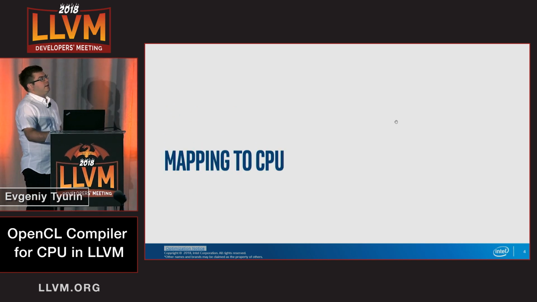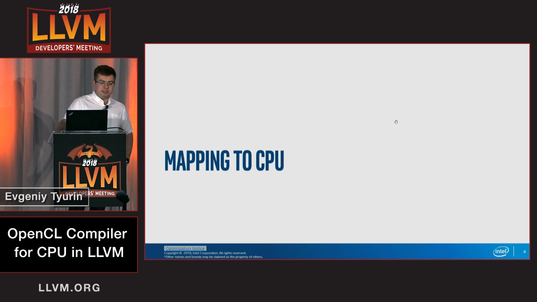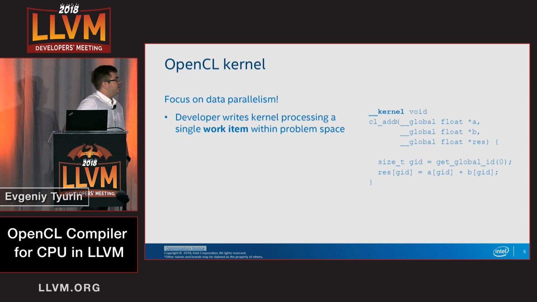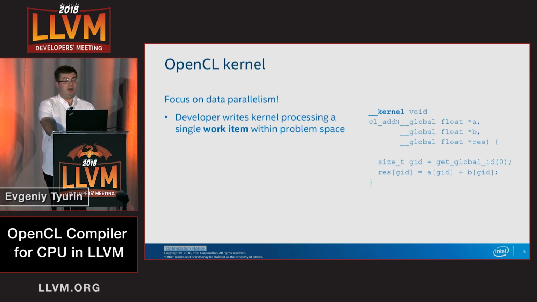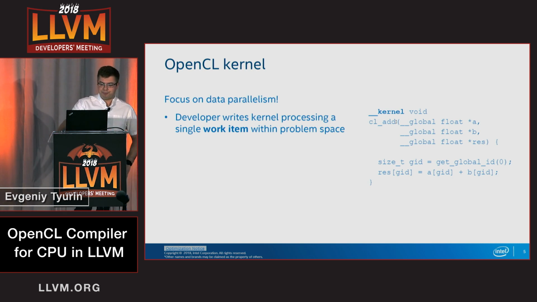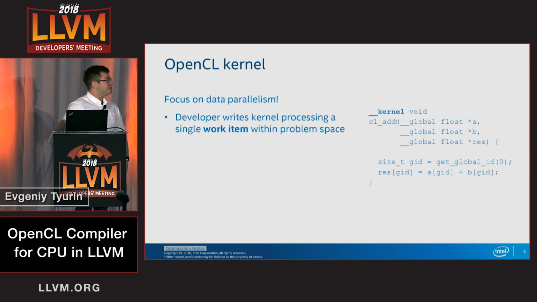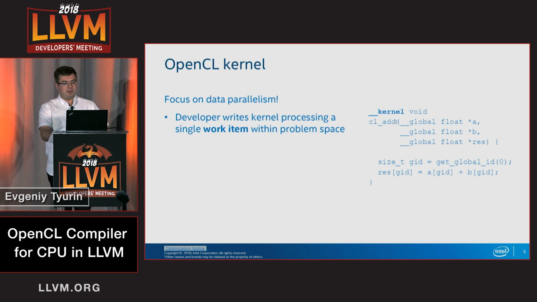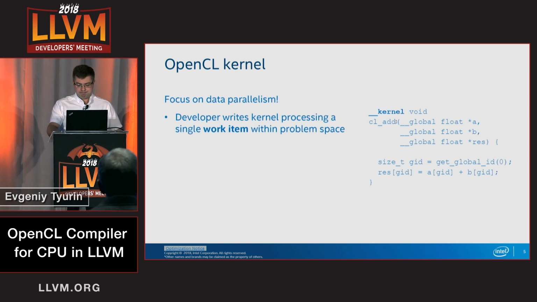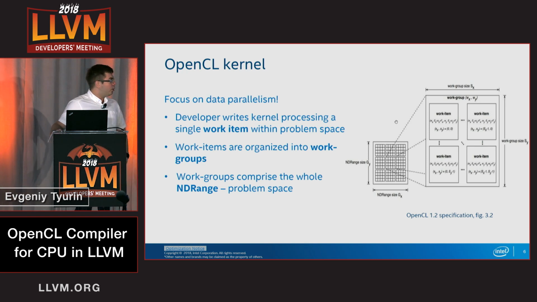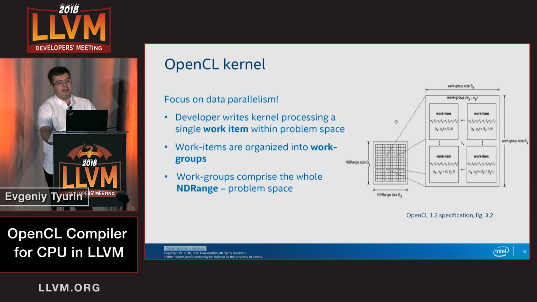At first, let's recap how we can map OpenCL concepts onto CPU. Although OpenCL offers both types, task and data parallelism, we're going to focus today only on data parallelism. An OpenCL developer writes a kernel that addresses only one point within the problem space, that is a work item. Several work items are organized into work groups, and the combination of work groups comprises the whole problem space called the range.